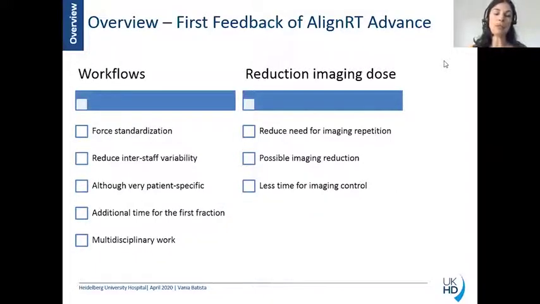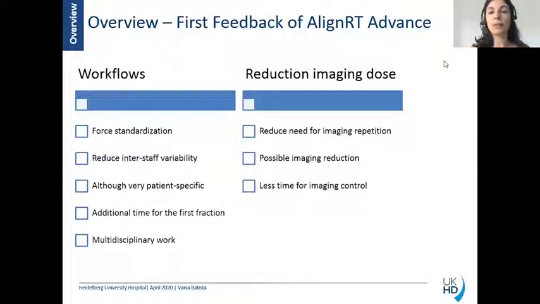That means that also during the first treatment session, we still need some additional time to adapt the treatment for each patient, to have the most individualized treatment delivery. That means that you also need a multidisciplinary team where the physicist, physician, and RTT need to discuss and adapt the treatment for each patient in a way to reduce the workload and increase the patient safety.